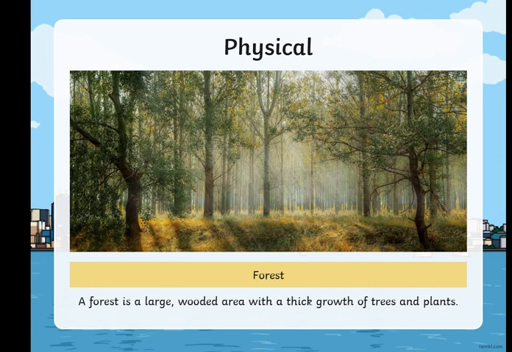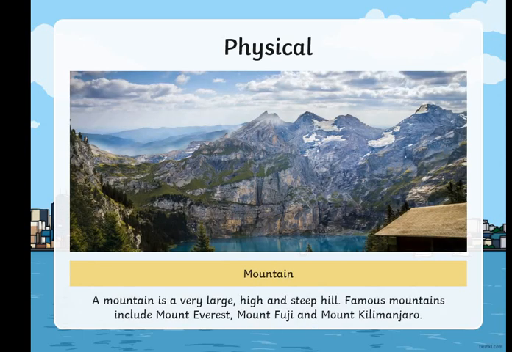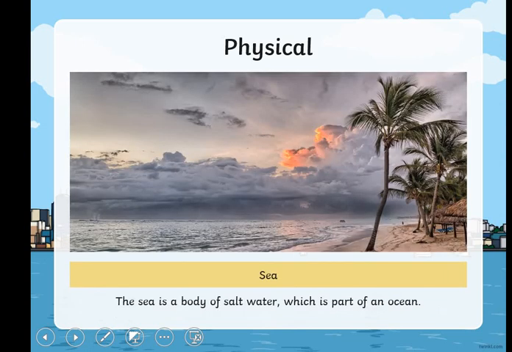And even a forest. A forest is a large wooded area of a thick growth of trees. A hill is a natural raised area of land, which is not as high as a mountain. That is a deciduous tree, like we're learning after this video. And a mountain. A mountain is a very large, high and steep hill. Famous mountains include Mount Everest, Mount Fuji, Mount Kilimanjaro!